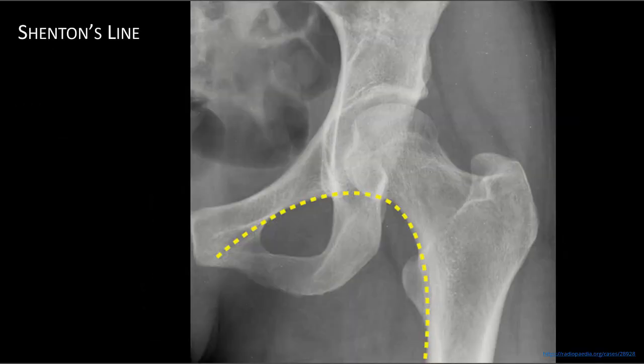This is Shenton's line. This goes from the inferior border of the superior ramus to the inferior-medial border of the femoral neck. Disruption of this line could indicate a dislocation of the hip or fracture of the femoral neck, although it's important to note that there can be a femoral neck fracture that doesn't alter this line, which is the point of being sure to get additional views if that is suspected and not apparent in this AP view.